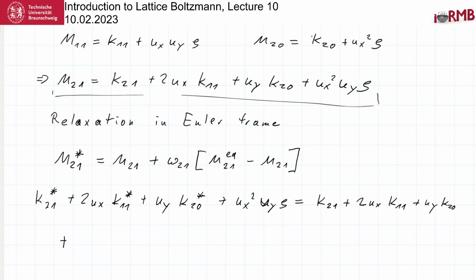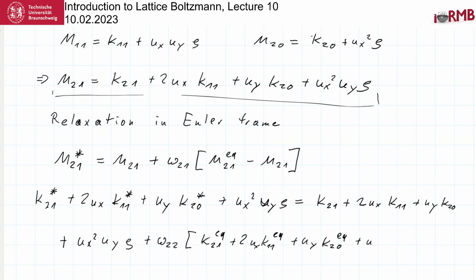Okay, plus ux square uy rho, so this guy doesn't care. Now comes the thing in the bracket, so plus omega 2. Now comes the equilibrium part of all of this: k21 equilibrium plus 2u k ux 1 equilibrium plus uy k20 equilibrium plus ux square uy rho. So this was this guy here.